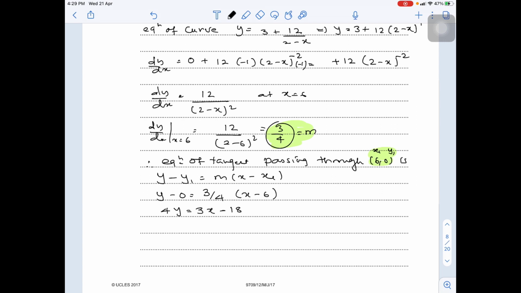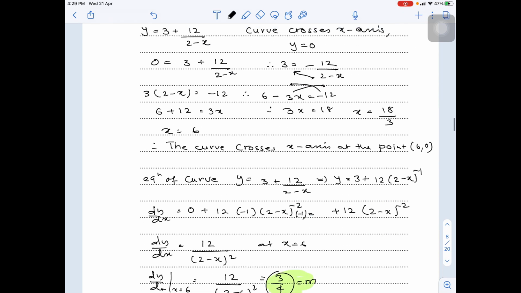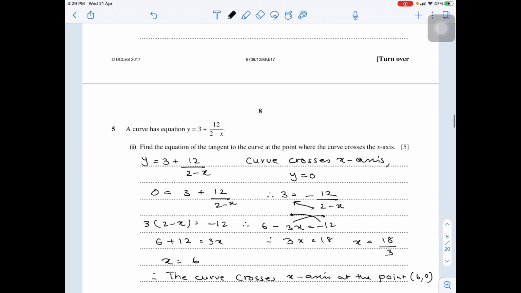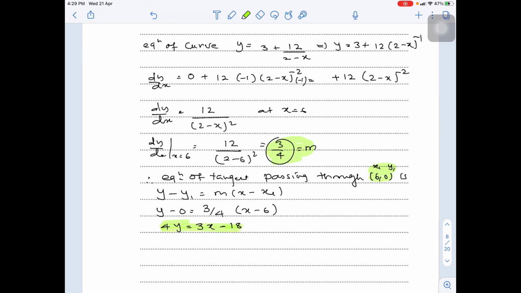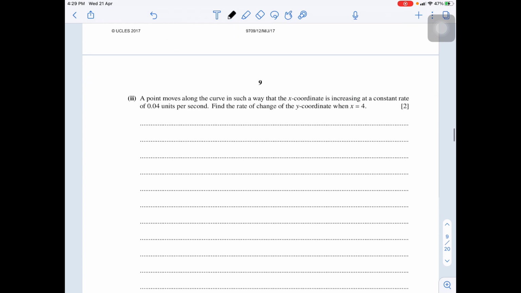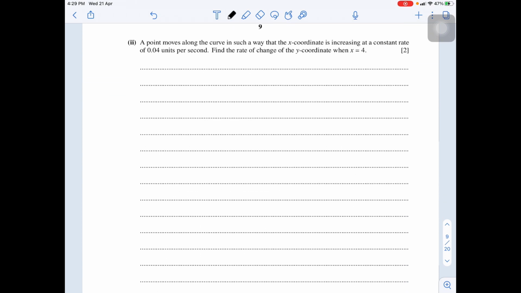So multiply throughout by 4. So 4y is 3 times x, 3x, minus 3 times 6, 18. All right. The equation of the tangent is that. Let's try the next part.